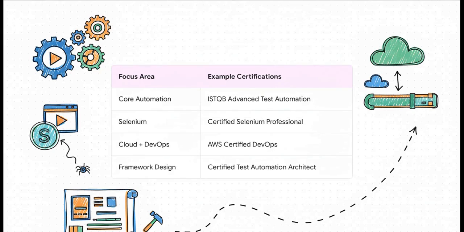So how do you prove you know this stuff? Well, certifications can be a fantastic way to do just that. They line up really nicely with different focus areas, from core automation with something like ISTQB, all the way to cloud integration with an AWS cert. These can give your credibility a serious boost.